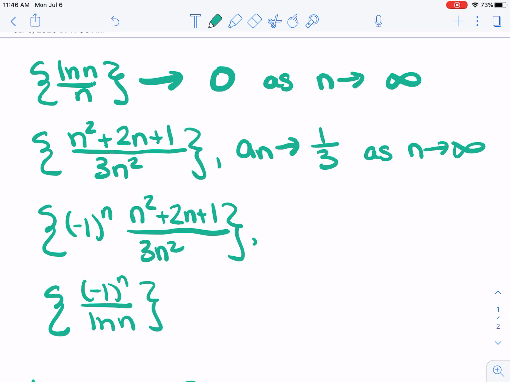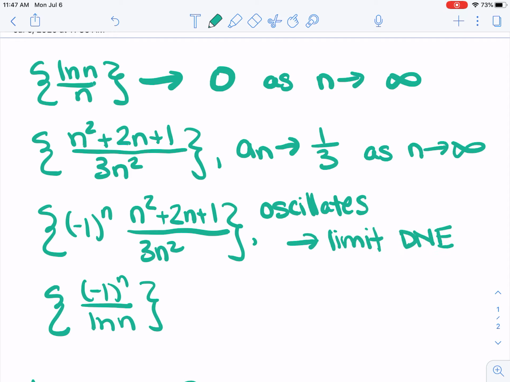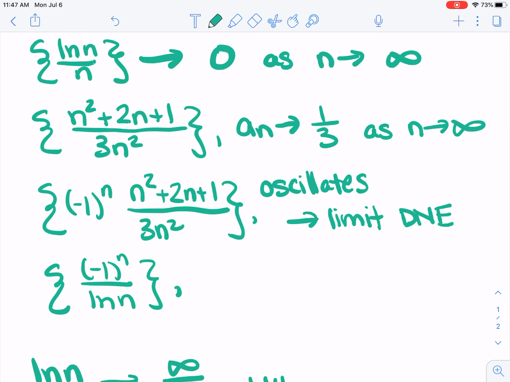Now in this next one, notice the n squared plus 2n plus 1 over 3n squared is the same. So this looks very much the same. The terms here in absolute value are still going to approach 1/3, but now they're alternating in sign. So now, way down the road, when n is very large, it's like we have a negative 1/3, positive 1/3, negative 1/3, positive 1/3, or at least things that are very, very close to that. And so this one oscillates, and that means the limit does not exist. This doesn't settle down to one limit. It's bouncing around between two numbers, or something very close to those two numbers anyway, so the limit does not exist in this case.